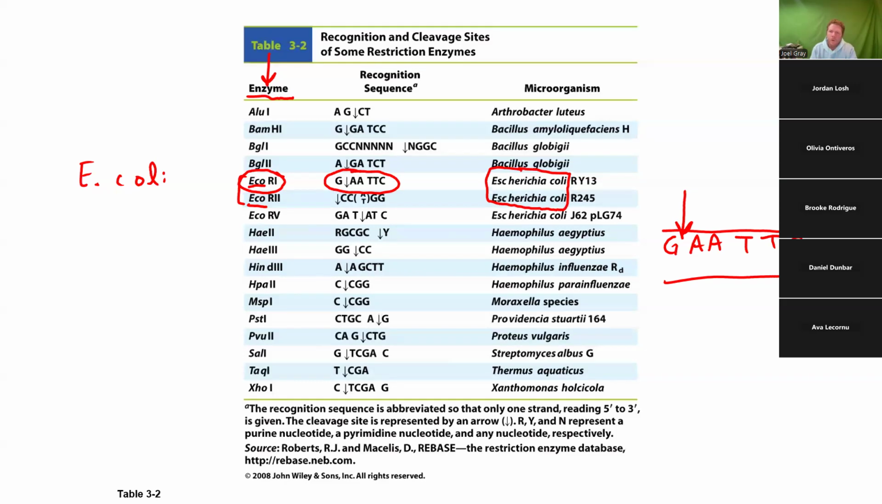Okay. Now, the other strand. Both strands are 5' to 3'. So this is 5' to 3'. Well, this is a G, which complements the C, A complements a T, A complements a T, T complements an A, T complements an A, and C complements a G. So it's going to cut right there.